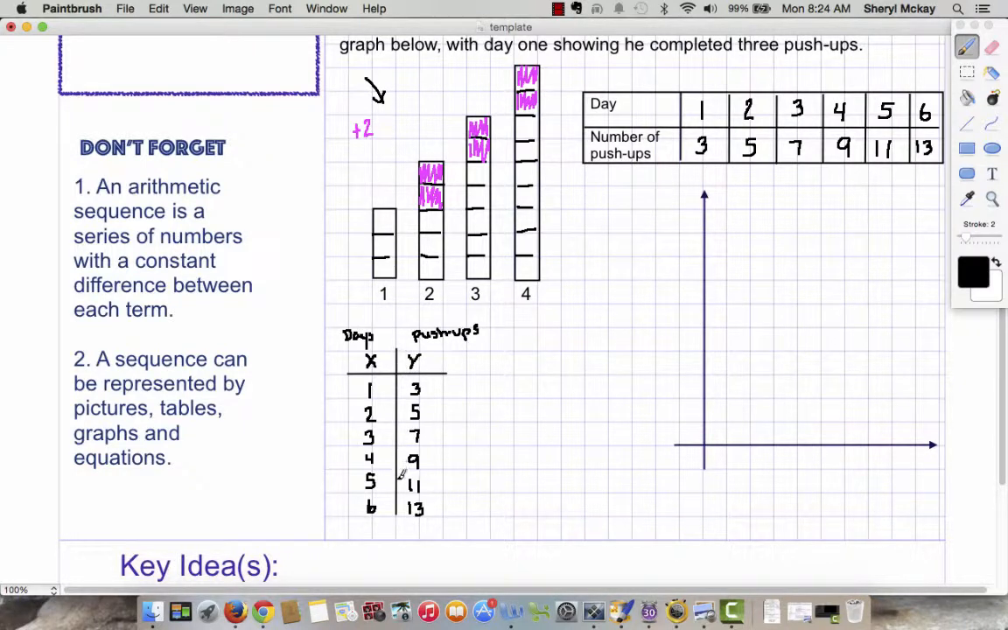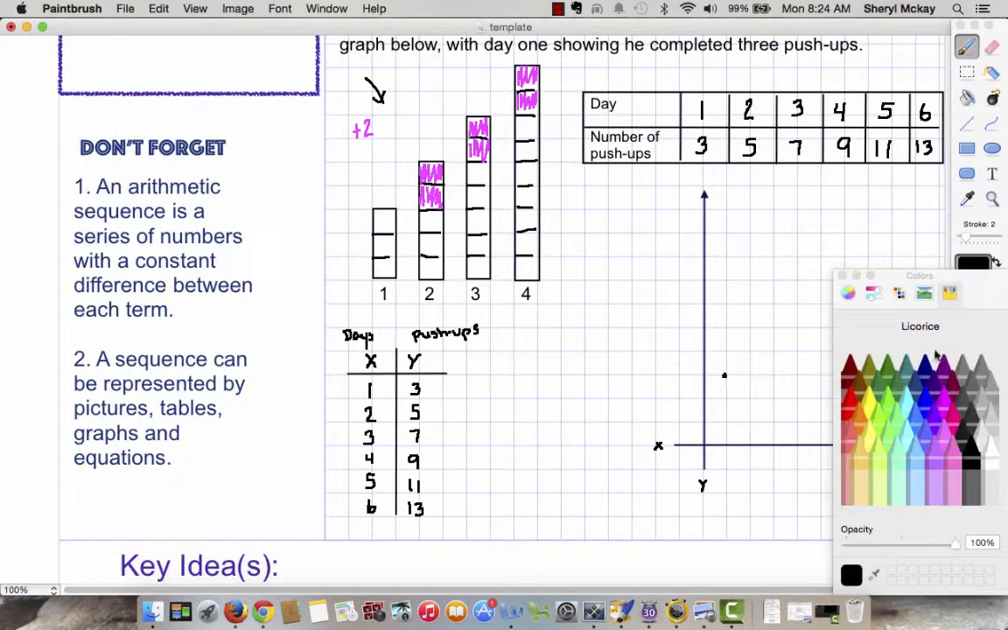We call it a T-chart because it makes a T, and it's a way that we can plug in or plot points. And the last thing that we'll do to represent this sequence is we'll go ahead and graph these points. So this is X, and this is Y. When X is 1, Y is 3. Let me try to change this color.